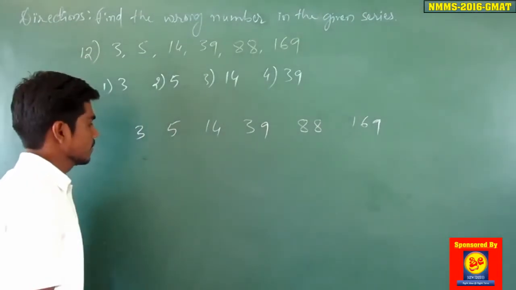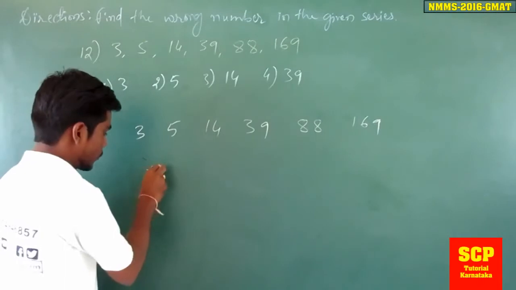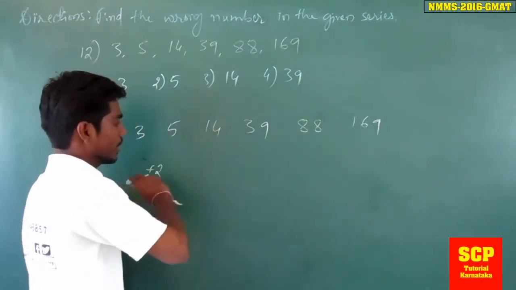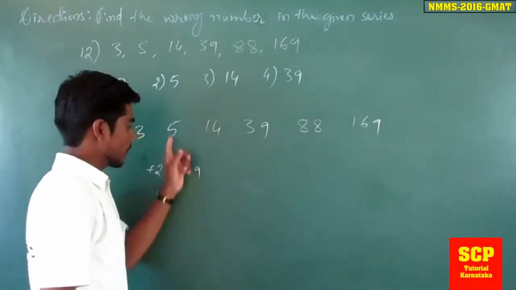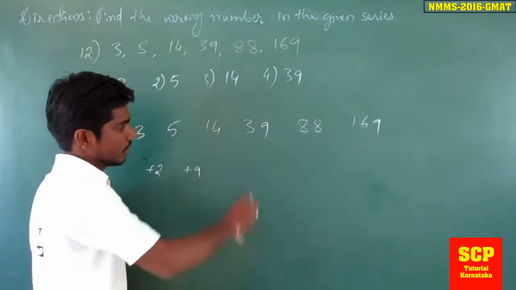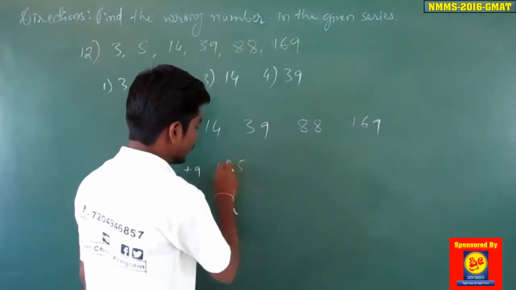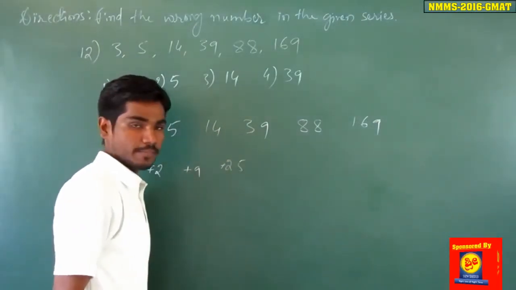Well friends, to get 5 from 3, I should add 2. Okay. Next, to get 14, I should add 9 to what? 5. That is 5 plus 9, 14. So 39 is obtained when I add 25 to what? 14. 14 plus 25, 39.